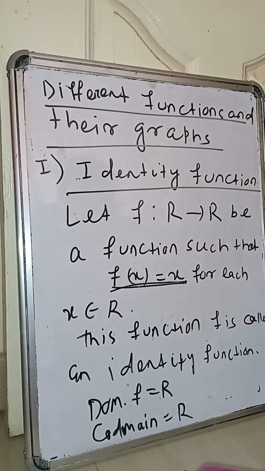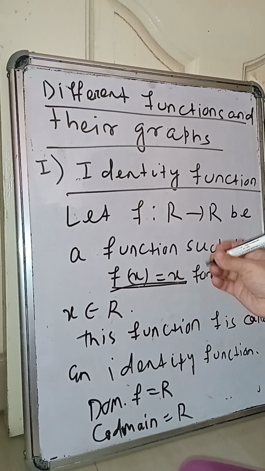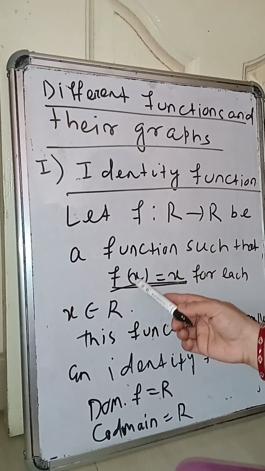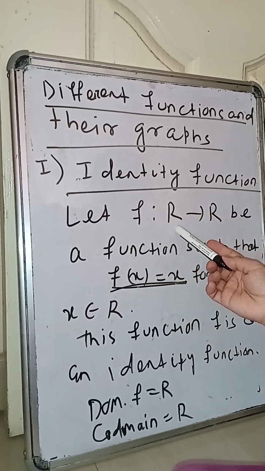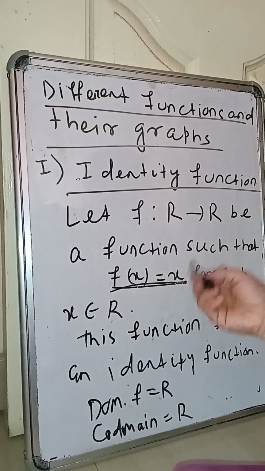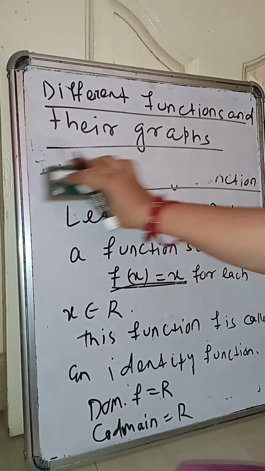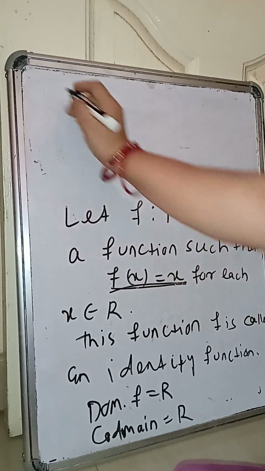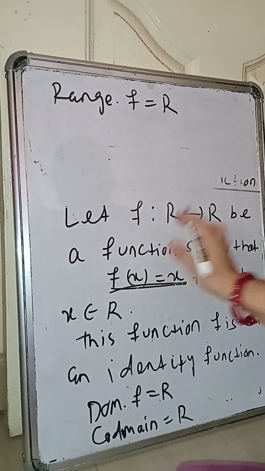Then what is your range? If you are finding the range, it means the collection of all the images. The collection of all images is the range of the function. Here in this case, whatever elements you are taking from the domain set, its image is the same. So all elements from the domain set have the same image in the codomain set. So f of x equals x. If you collect all these images, that is nothing but the elements from your domain set. So the range of the function is also the set R here.